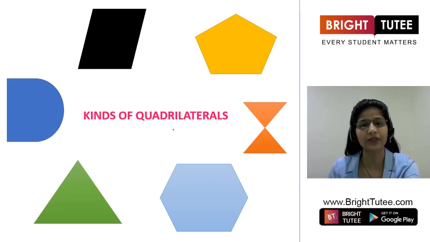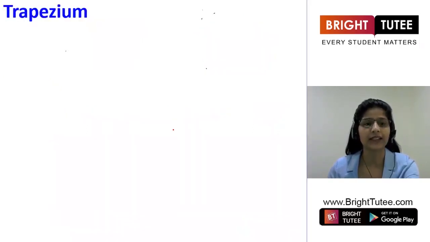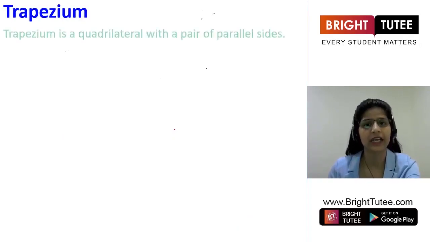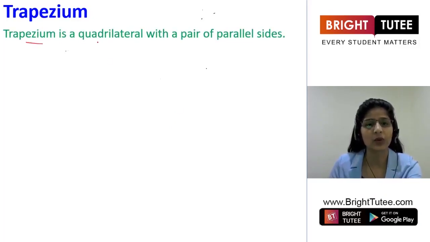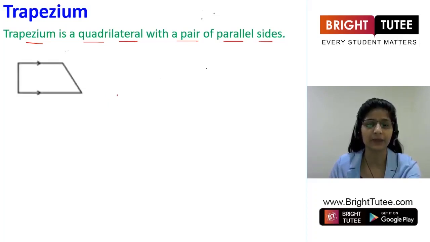Let us start with the first kind of quadrilateral, that is a trapezium. So obviously it is a kind of quadrilateral, so it will have four sides, right? Let us see the definition. It says trapezium is a quadrilateral with a pair of parallel sides. That means out of the four sides, we'll just have two of its sides as parallel sides. Which will be those two sides? Just see this figure here.